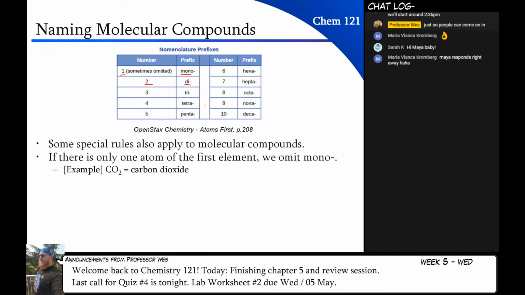Now, there are some exceptions. You can see that this is one sometimes omitted. The first exception is if there's only one of the first element, omit mono. For example, on the bottom there, you'll see CO2. We would not call it monocarbon dioxide. We just say carbon dioxide. The mono in front of the first element is just assumed. If we don't write a prefix, it's assumed to be one. If I had something like C2O2, this would be dicarbon dioxide.